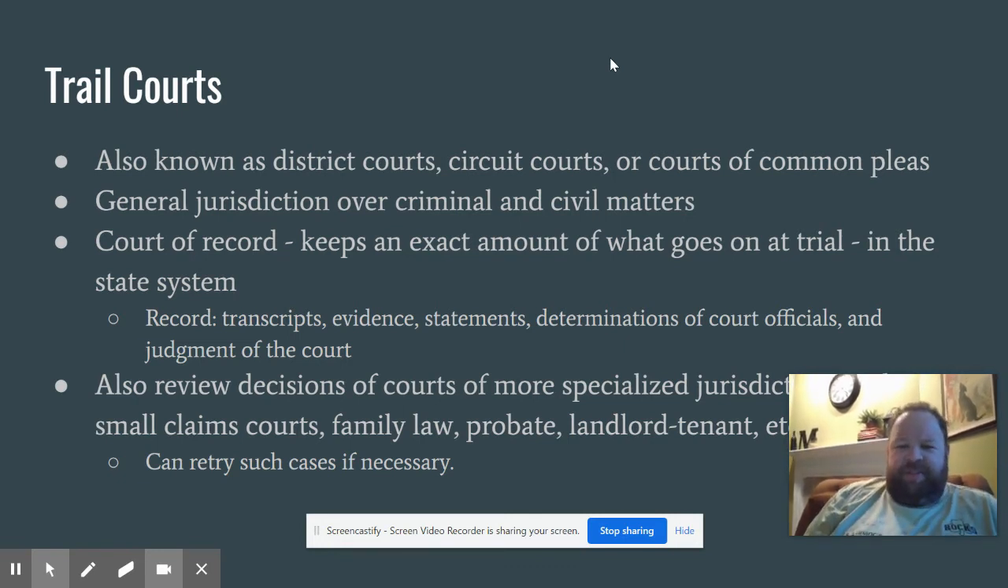They also review decisions of more specialized jurisdictions, courts like small claim court, family law court, probate. If there's a dispute between landlord and tenant, they'll look at those. And if need be, they will start a new trial in the trial courts.